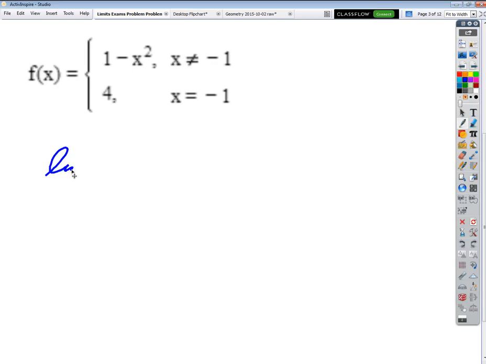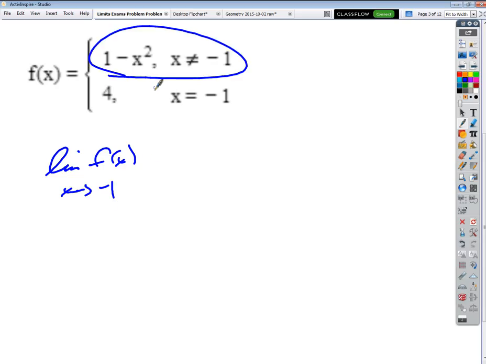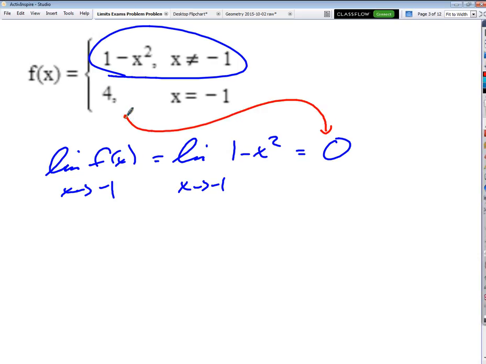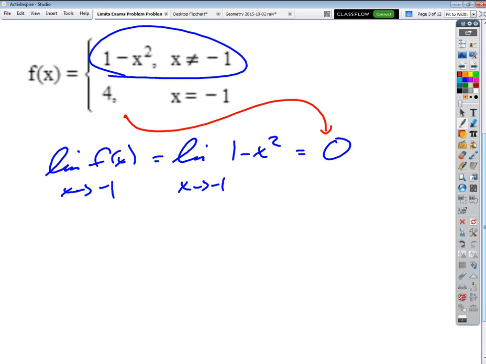So we can do that easily. We can just say the limit of f of x as x approaches -1. Well, if I'm approaching -1, am I at -1? No, so I'm on this part of the function, right? That equals the limit of 1 minus x squared as x approaches -1, which is what? 1 minus (-1) squared is 0. And so the limit does not match up with the value of the function, right? The hole's too high. It's supposed to be at y equals 0 and it's at y equals 4. So is it continuous? No, it's not.